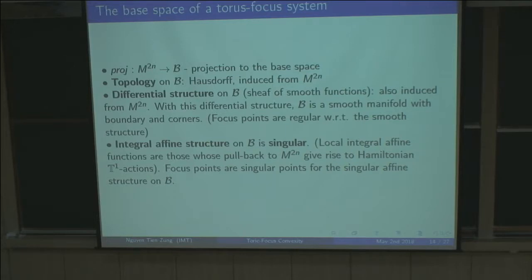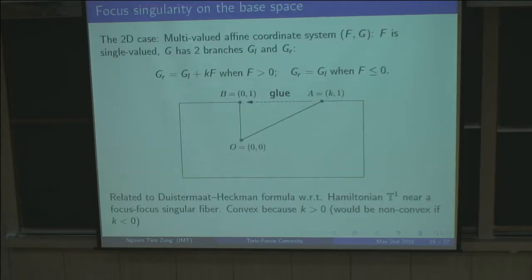And with this differential structure, B is actually a manifold with boundary and corner, but it is a smooth manifold. Those focus points are not singular for this differential structure. They are just regular points for the manifold structure. Okay, what is singular is the integral affine structure. When you look at the integral affine structure on B, the structure is singular exactly at the focus points. So they call them focus points on B, okay?